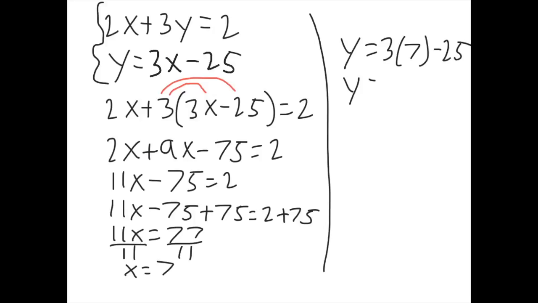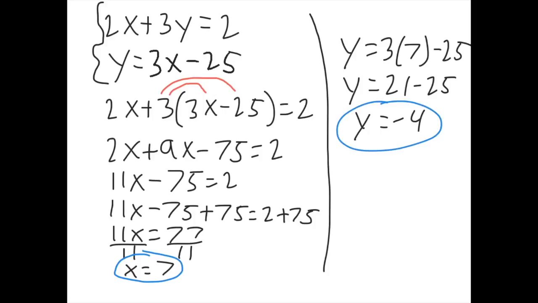So y equals 21 minus 25, so y equals negative 4. So our answer is x equals 7 and y equals negative 4, and as an ordered pair, it would be the point 7, negative 4.